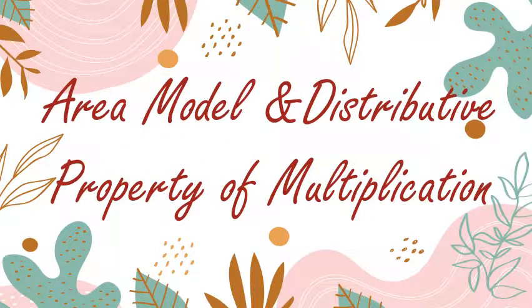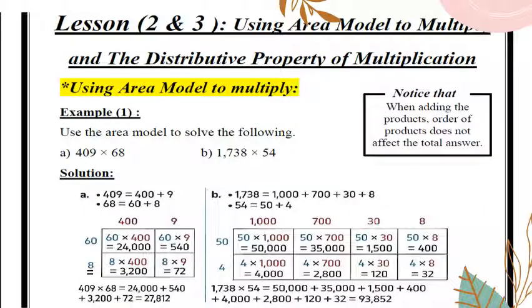Good morning, guys. Let's talk about area model and distributive property of multiplication. We have many ways to multiply. Let's use the area model for multiplying numbers. Here we have the first example, 409 times 68.